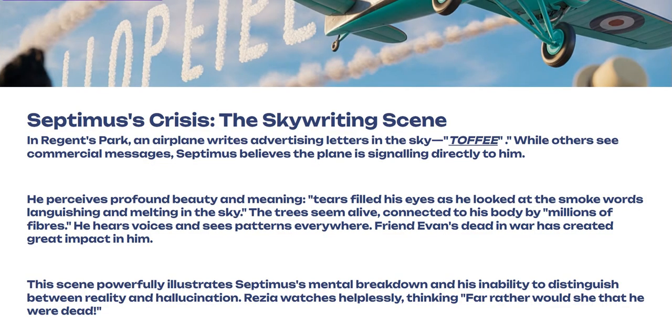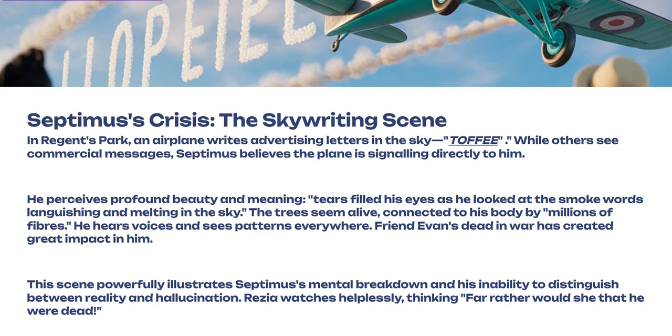And then Septimus and Regia go to the Regent's Park. An aeroplane begins to write words with the smoke in the air. The advertisement might read toffee. It is skywriting, as we all know. The airplanes in foreign countries will be advertising letters and symbols in the sky by using the smoke which is produced. So this skywriting scene represents some deeper feelings to him.